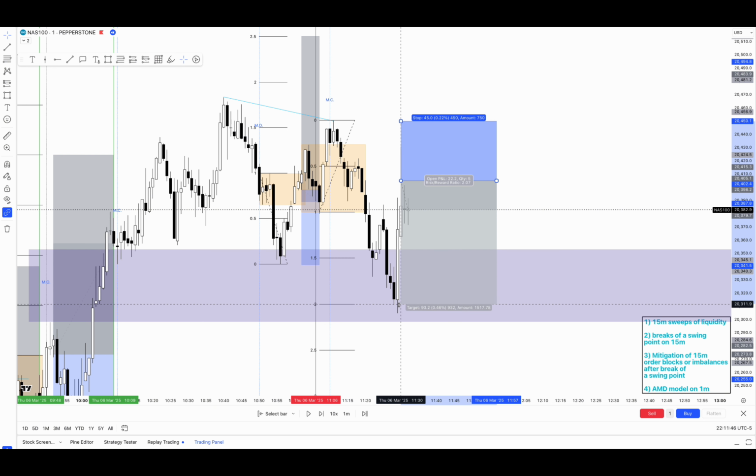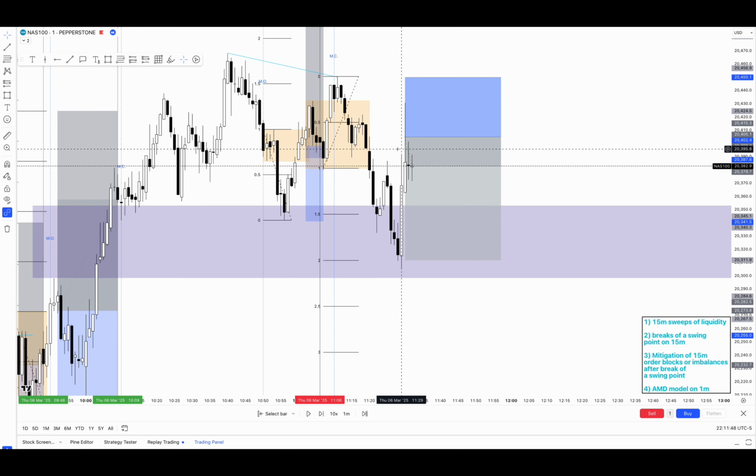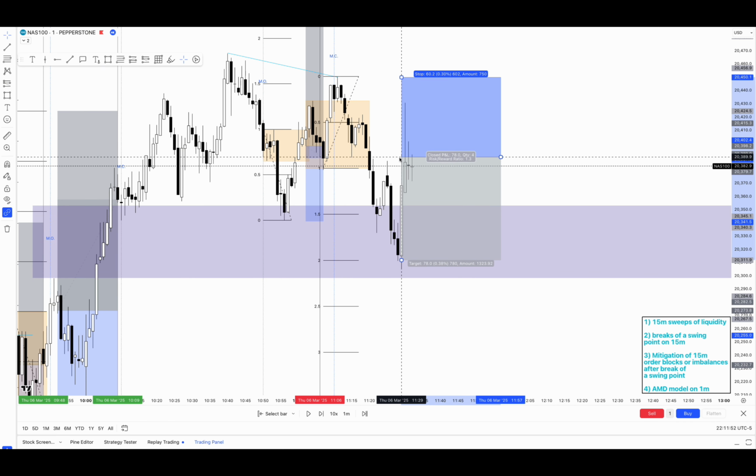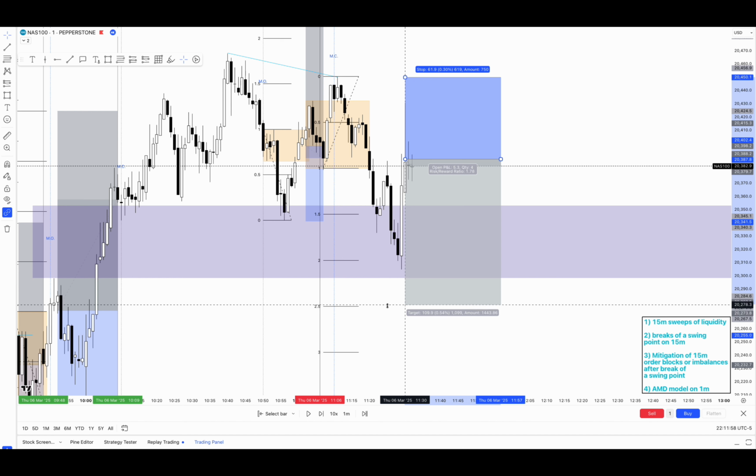And it looks like I wouldn't have even taken this trade because it looks like it's been mitigated before. But let's just say, assuming that this was closed on a different broker, and then I would have set my entry here. At least it's within the accumulation zone, and let's see what happens.